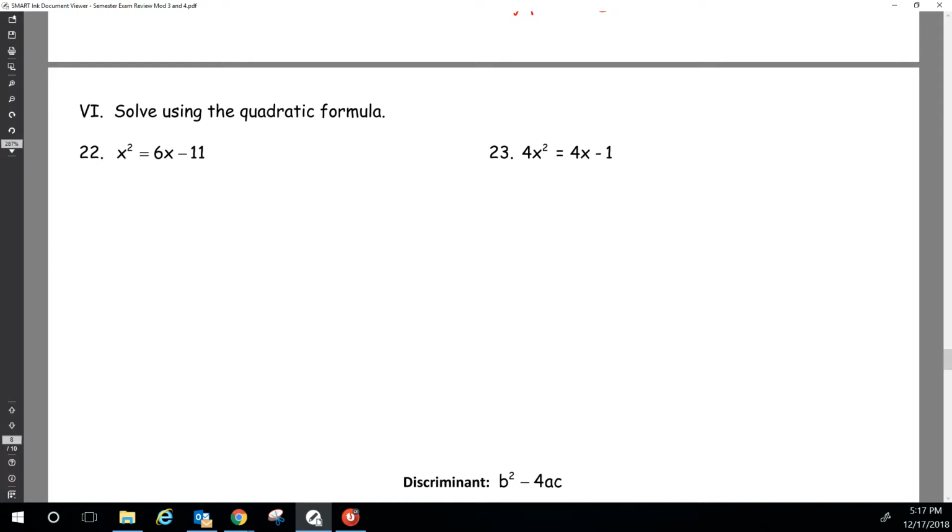You should have this memorized. If you don't have it memorized, you should have it on your note card. Here's your quadratic formula. In order to use the quadratic formula, though, we have to have it set equal to 0 to find our a, b, and c. So I'm going to move the 6x over, add 11. And so now I got x is equal to minus b. So minus a minus 6 would be positive 6.